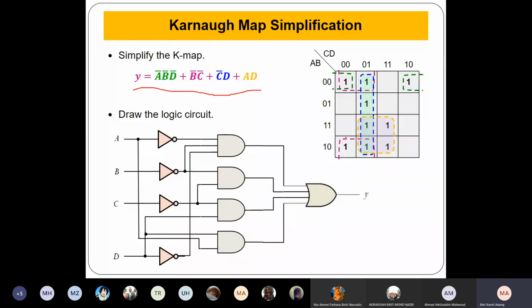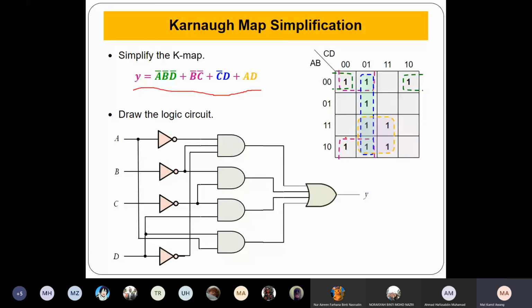So this is how you start from the truth tables, and from the truth table you construct the K-map, the Karnaugh map, then you do the grouping, and you write the simplified expression. From that simplified expression, then you draw the logic circuits to implement that expression.